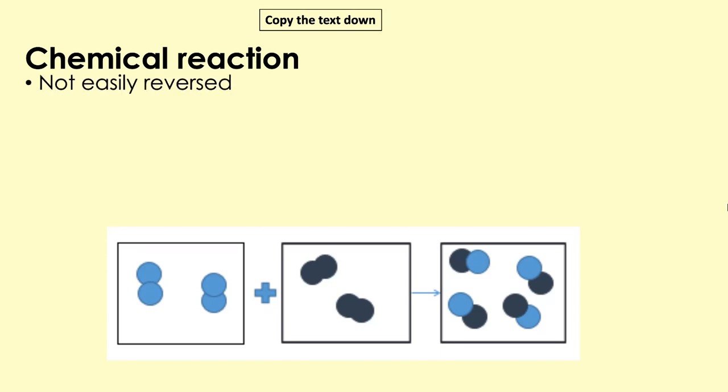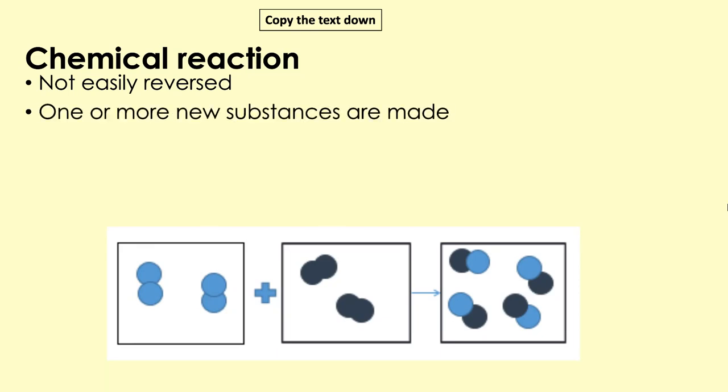So chemical reactions are not easily reversed. There are some that you can change back, but most chemical reactions are difficult to reverse. So it's not easy to get back your reactants if you want to get them back. And one or more new substances are made. So always in a chemical reaction, you are making new substances.